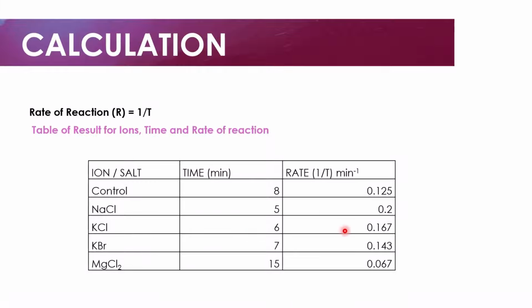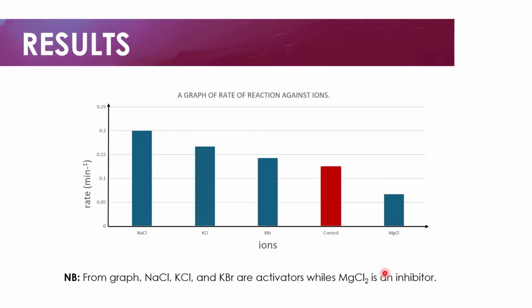That of potassium chloride is 6 minutes, and the calculated rate is 0.167 per minute. Potassium bromide is 7 minutes, and the calculated rate is 0.143. And that of magnesium chloride is 15 minutes, and the calculated rate of reaction is 0.067 per minute.